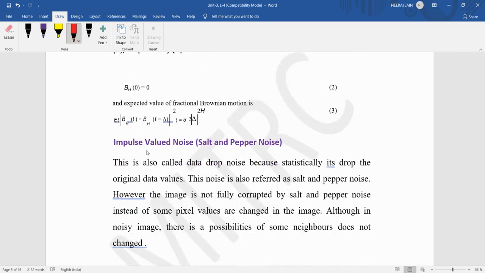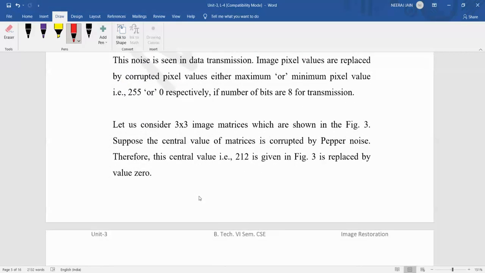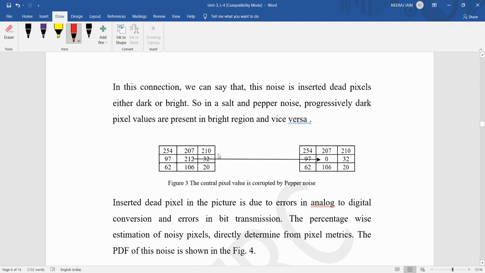Now we can also observe the impulse valued noise. It is very important. Many times we use it for testing our filters, like salt and pepper noise. This is also called data drop noise because statistically it drops the original data values. Suppose there are some pixels of the image, and the values of these pixels are given. Due to this pepper noise, the middle, central pixel value is 0.